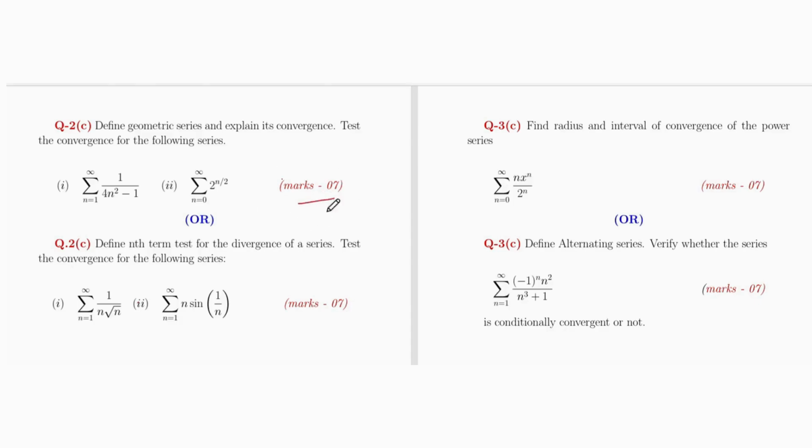Here 7 marks. Again question number 3C contains 7 marks. So what is the total weightage? From this paper a student can score 14 marks only from infinite series. Now let's discuss each example one by one.